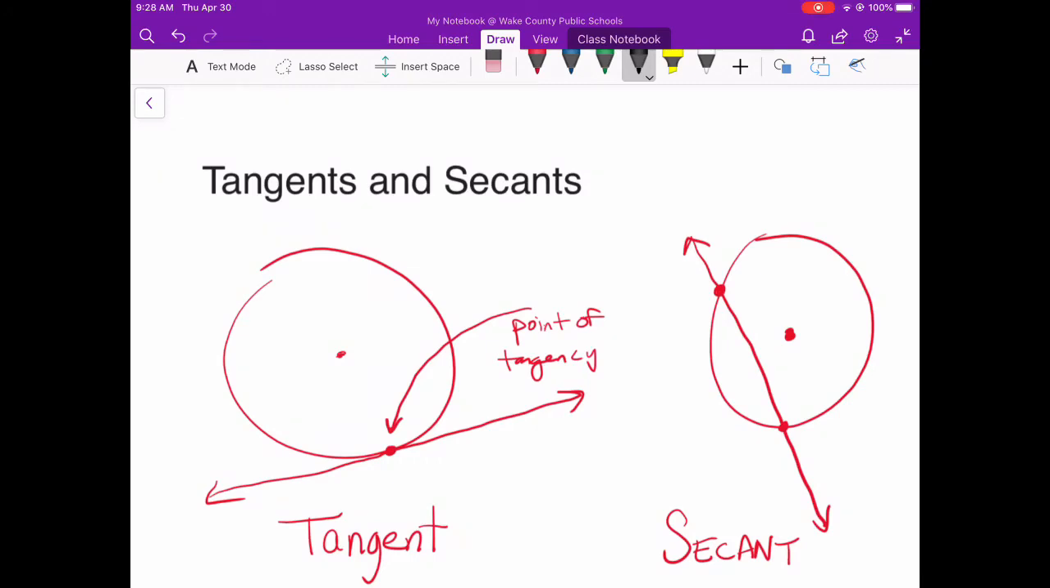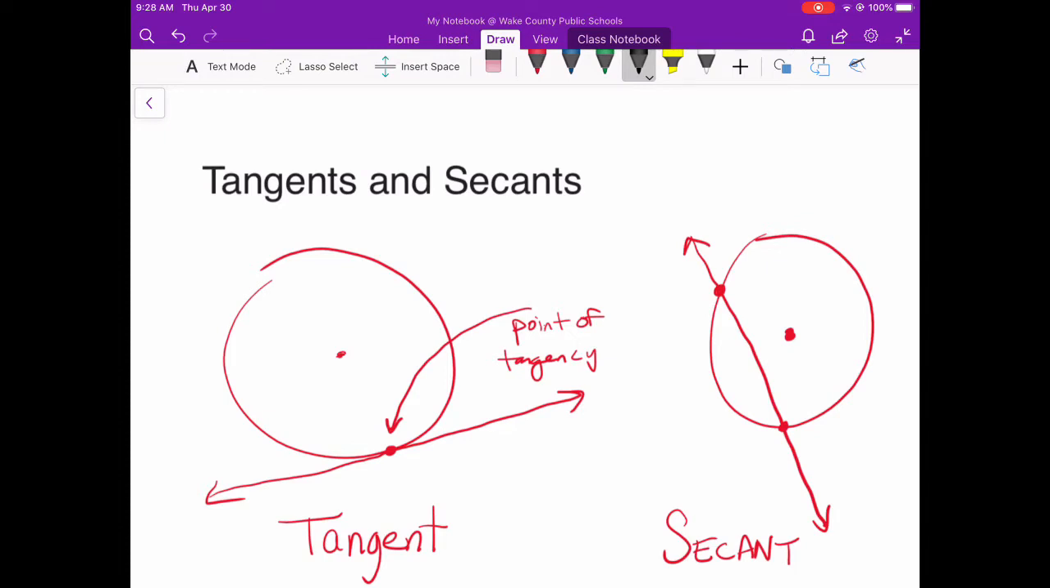Hello, this is a video on tangents and secants, part one. We're going to focus on what a tangent and a secant is and then how their arcs relate to them, and angles that are created by tangents and secants and chords are related to the arcs.